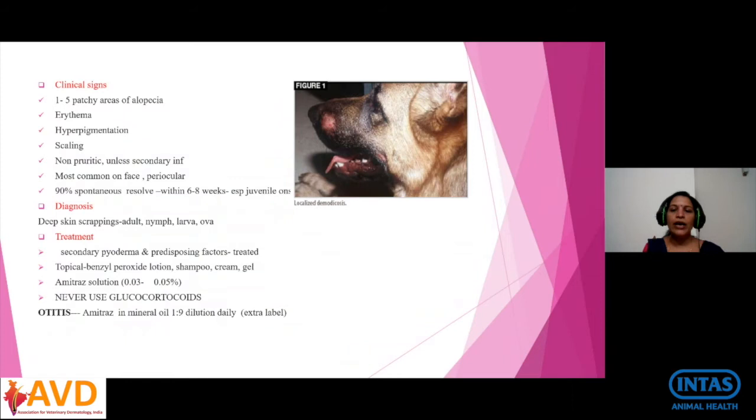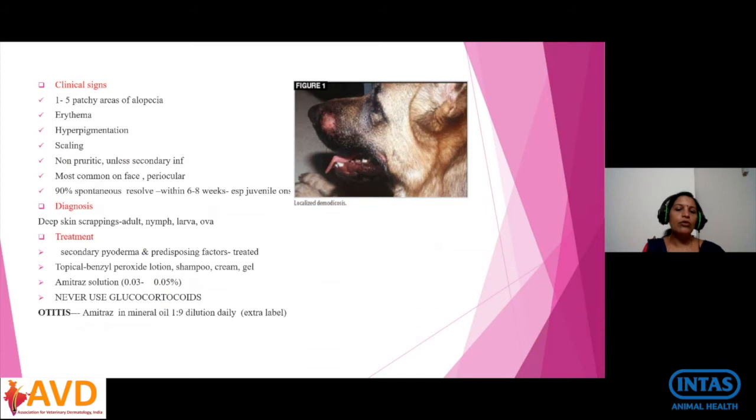Face and periocular region, and in the localized form, in most cases, 90% spontaneously resolve within 3 to 6 weeks. Especially if it is affecting young puppies, it is mostly resolved, but we have to go for only topical therapy in this case.